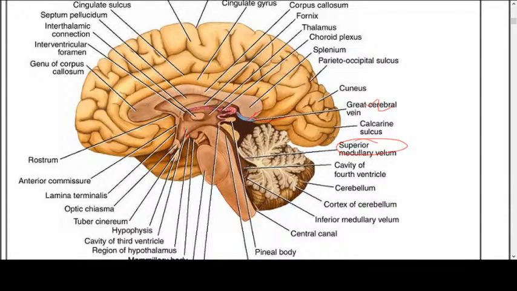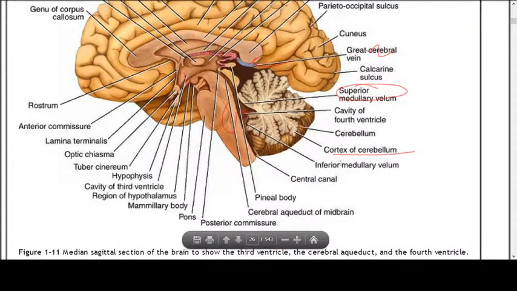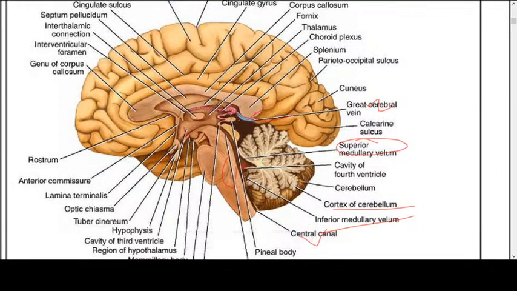This one right here is the cavity of the fourth ventricle. It is actually present in between the pons varolii and the cerebellum. Cortex of cerebellum, inferior medullary velum, which we don't need to understand. This is central canal. Okay, this is the pineal body. Pineal body, very important. Pineal body or pineal gland.